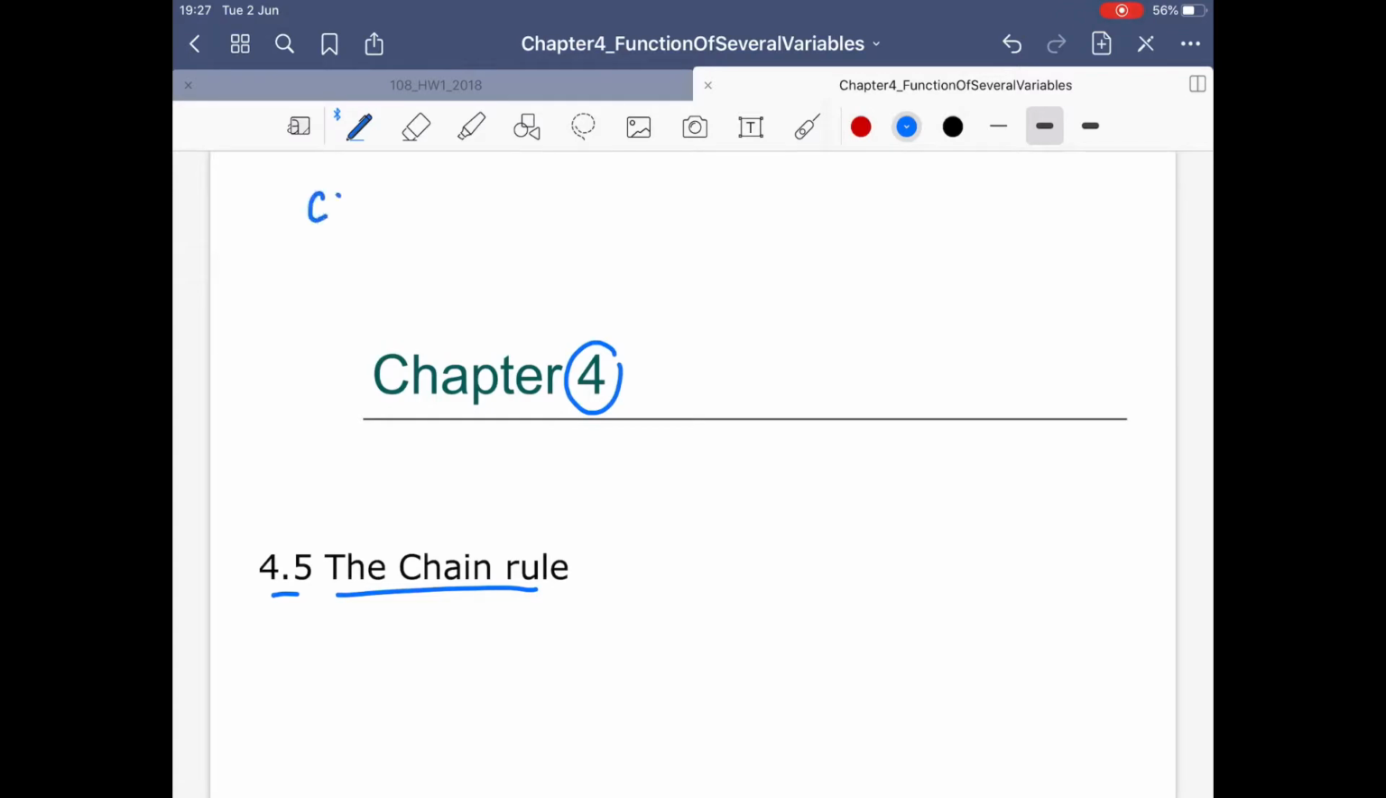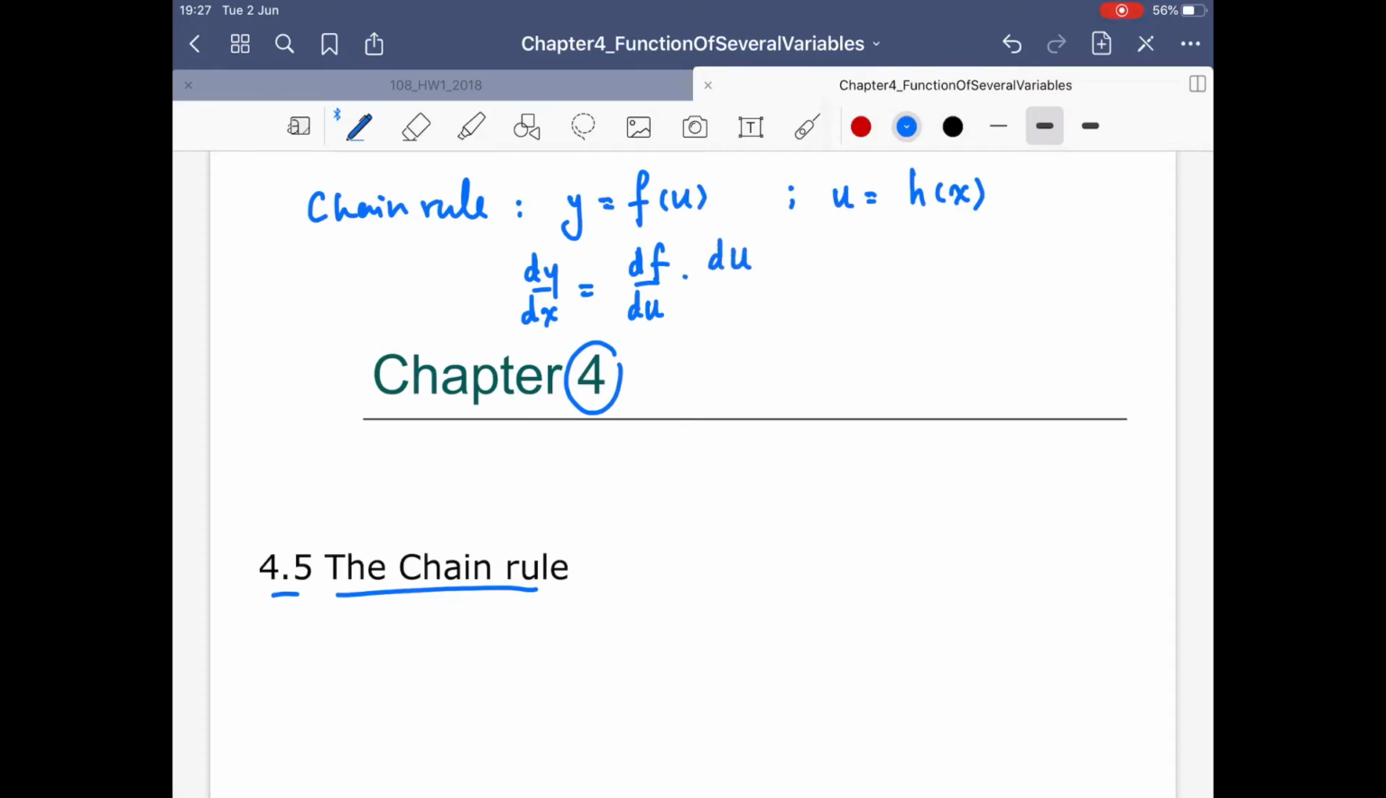In Calculus 1 we have learned the chain rule. For example, if your function y is a function f of u, and your u is a function of x, then you can find the derivative of y with respect to x. You first find the derivative of function f with respect to the variable u, followed by the derivative of u with respect to the variable x.